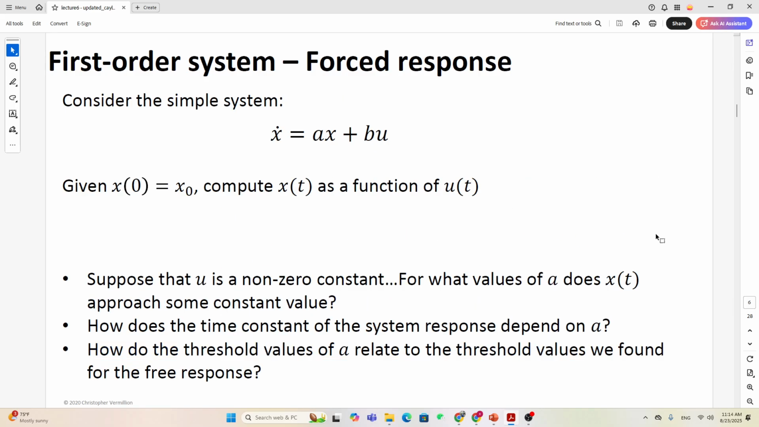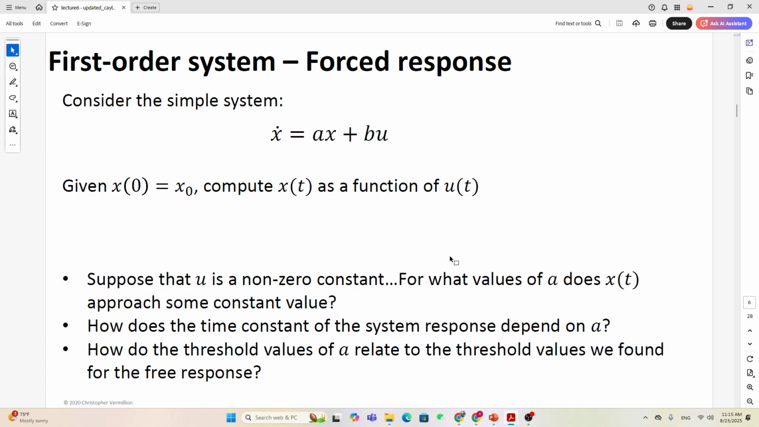Here, after we have looked at the unforced response, if we have B times u added to your state space representation, then you have a forced response. If you're given an initial condition, then how can we compute x of t as a function of u, right? Suppose u is a non-zero constant, but for what values of a does x of t approach some constant value, right?